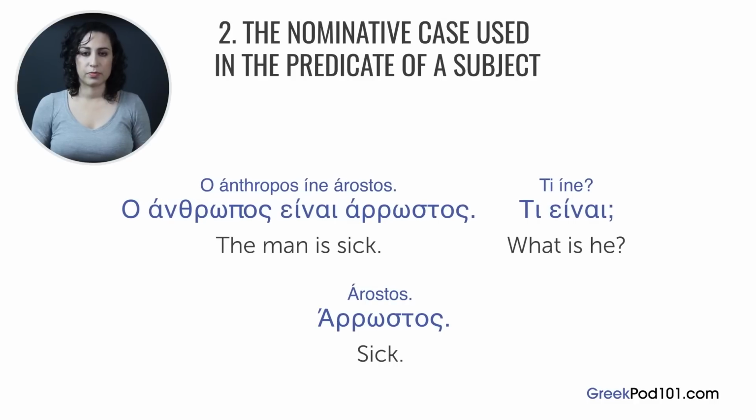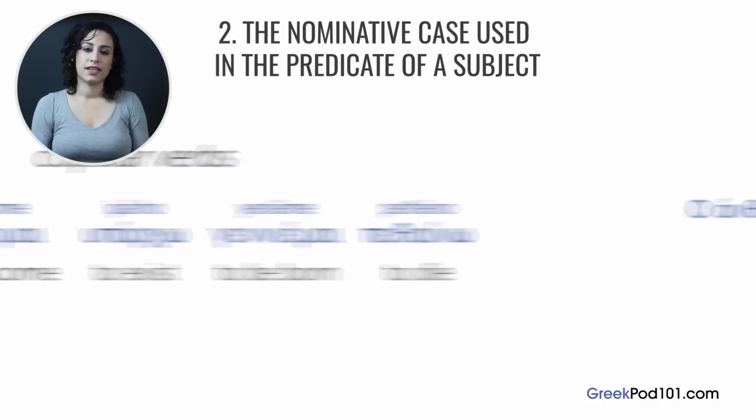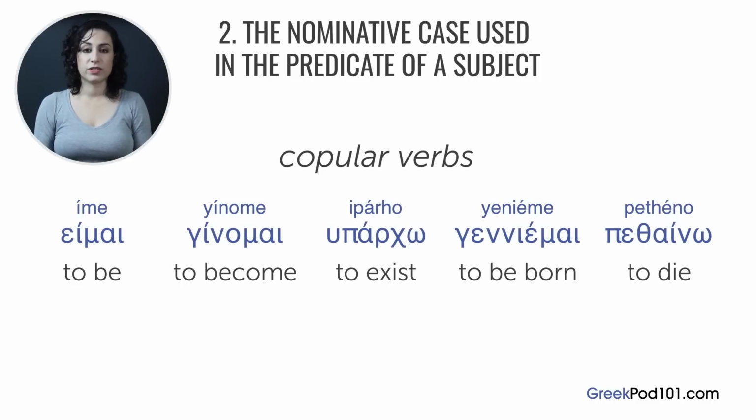Let's look again at the previous example. Ο άνθρωπος είναι άρρωστος. Τι είναι? Άρρωστος. The man is sick. What is he? Sick.